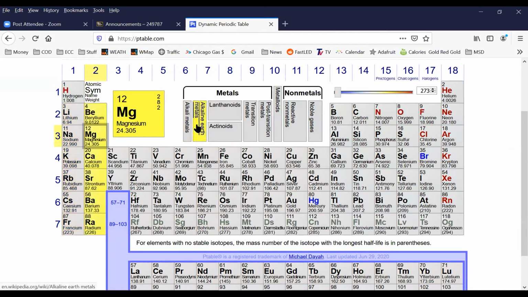Next, the alkaline earth metals in yellow. You'll see magnesium and calcium are the only two. Magnesium and calcium are important. You know calcium is good for strong bones.